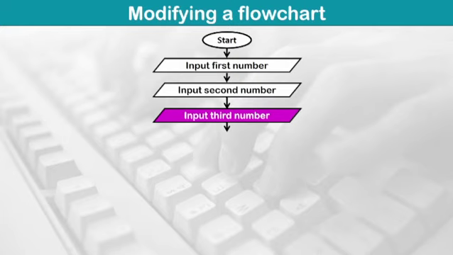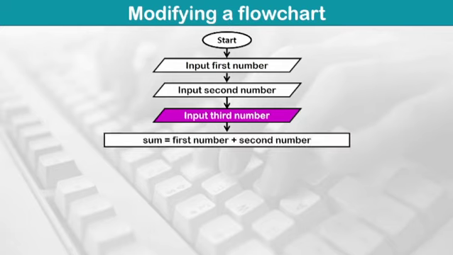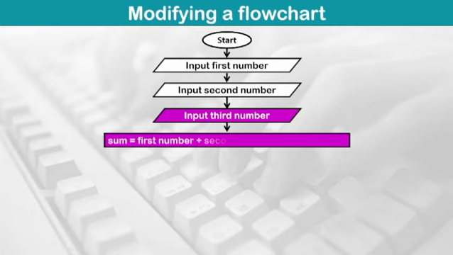The process of obtaining the sum will also change. We now have to get the sum of three numbers. Therefore, sum is equal to first number plus second number plus third number.